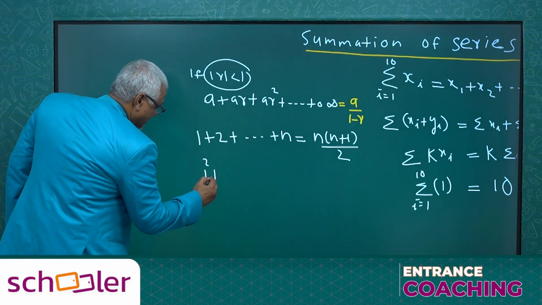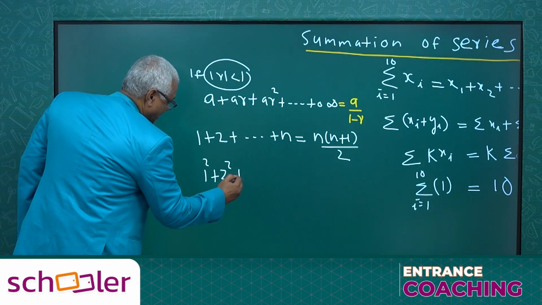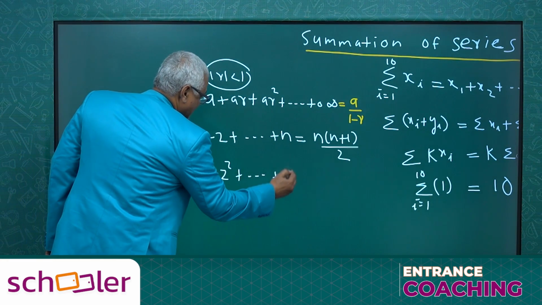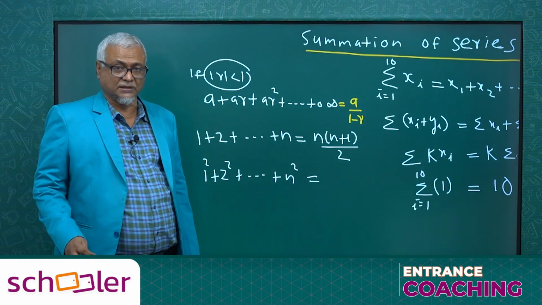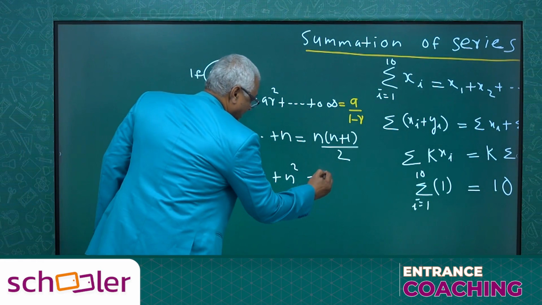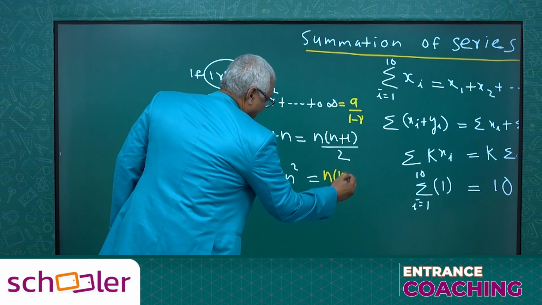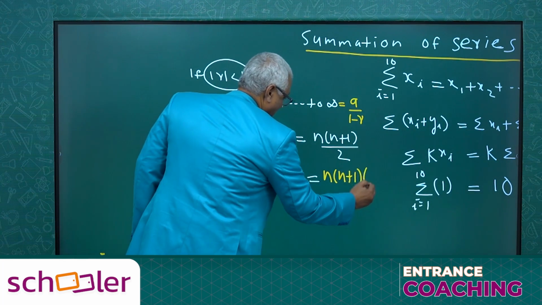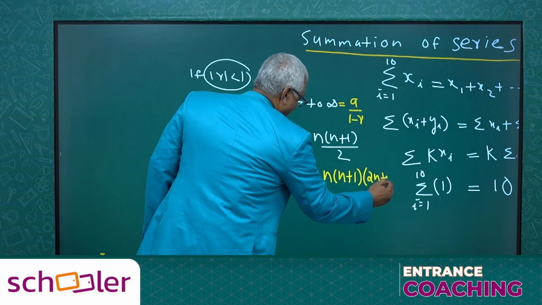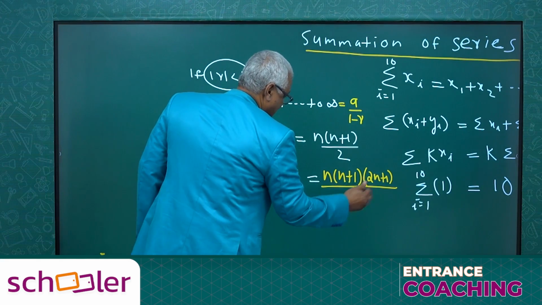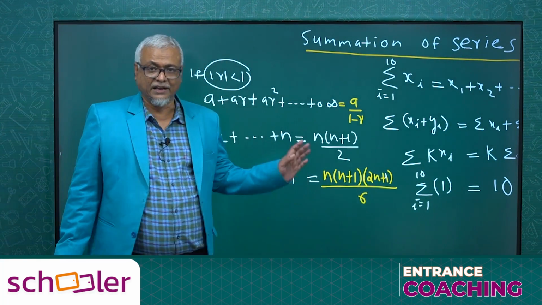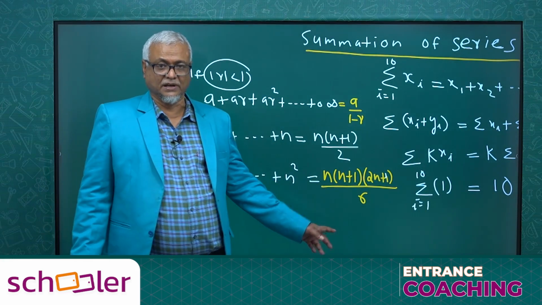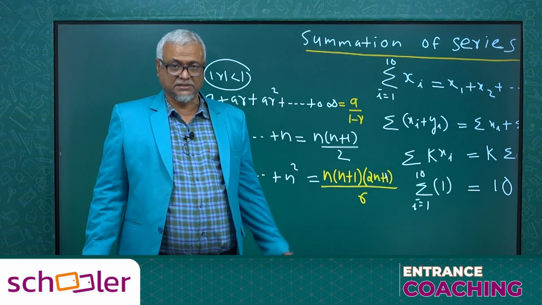1 square plus 2 square plus etc. plus n square. That is the sum of the squares of the first n natural numbers. Okay. The formula is n into n plus 1 into 2n plus 1, whole divided by 6. Okay. What is the formula? n into n plus 1 into 2n plus 1 by 6.